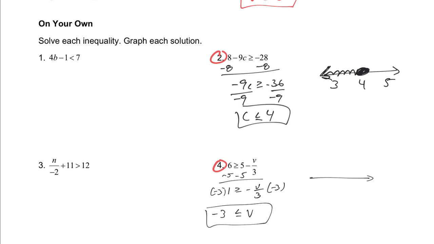To graph this solution, I'm going to have negative 4, then negative 3, then negative 2. It's a closed circle, and I need to shade to the right. Don't forget your arrows on the end there.